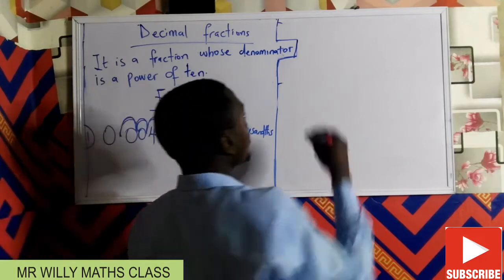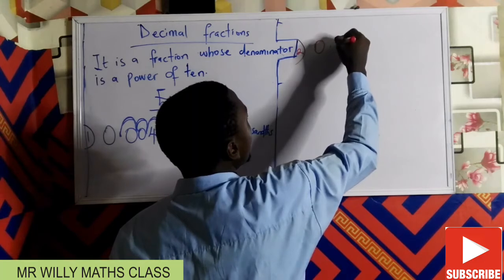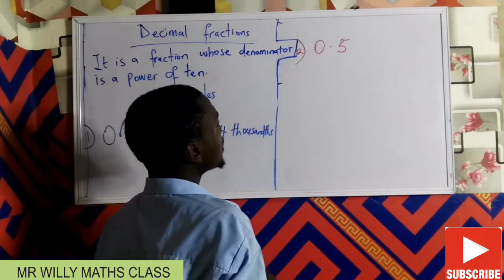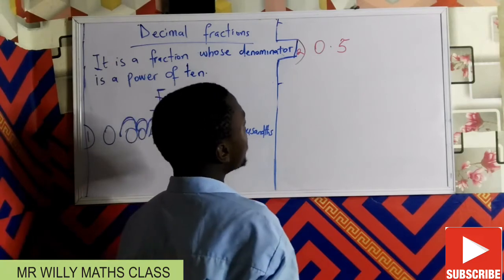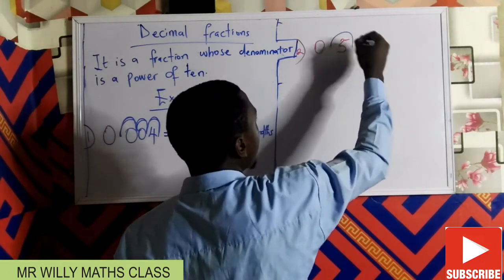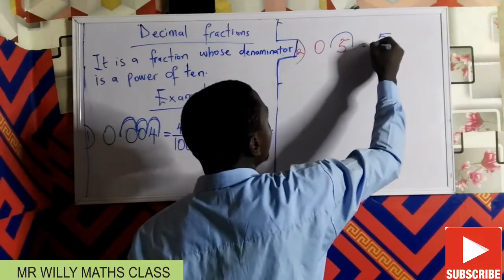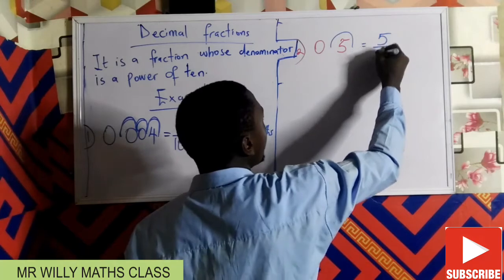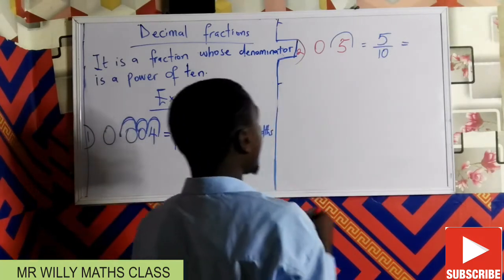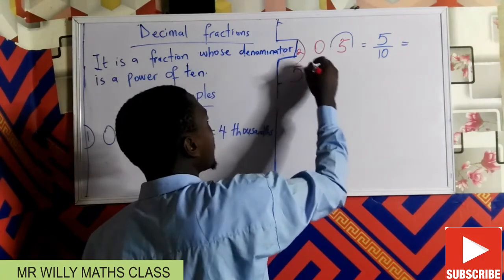What if you have something like 0.5? How do you change it? You count the decimal places. How many decimal places do you have in this one? That will be 1. So this will be 5 over 10. Then to write it in words, it will be 5 tenths.